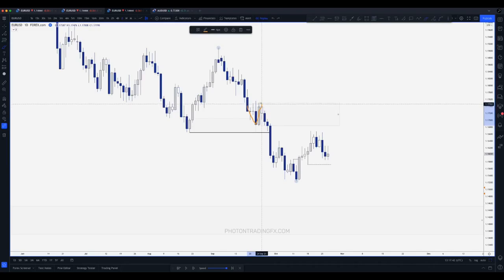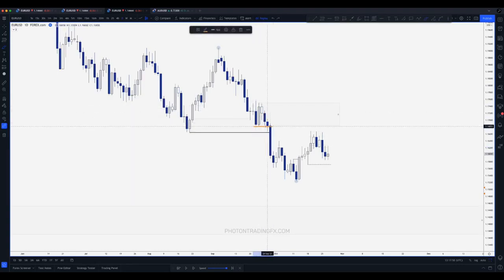Now we get the reaction. Remember, the reaction is key. Why? Because that validates that this is a decent demand level. It validates that there were a decent amount of buy orders in there. Price tries to go up. It tries to make a higher high, but it fails to do so. And then what happens? Supply steps in and causes the reaction to fail.